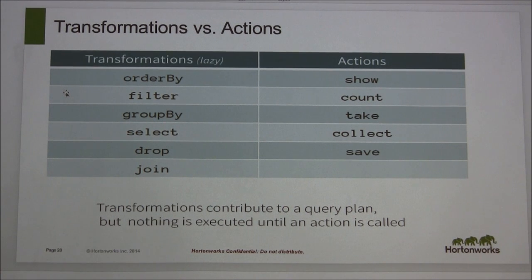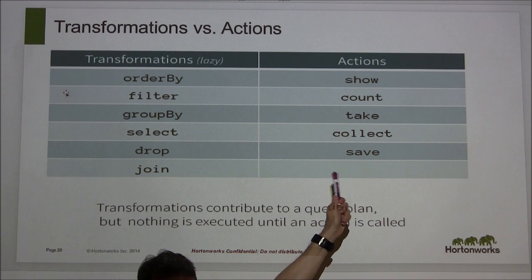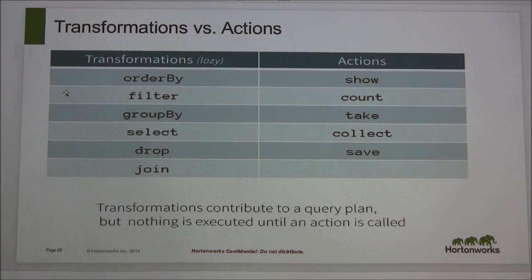So here we are, transformations over here and actions over there. These are the things that actually trigger execution. The transformations, clever though they may be, actually just get stored until an action is called.